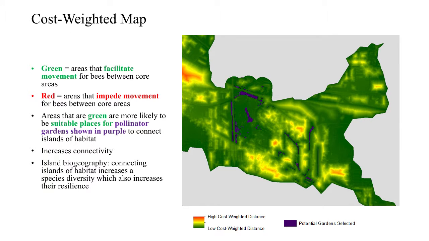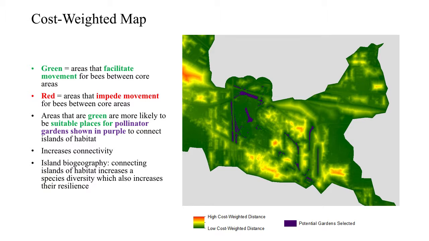This map was created by running the linkage pathway tools using the islands of habitat and friction of distance layer. This tool calculates a relative value of connectivity for each cell. Each cell is given a value that determines how effective that area is in providing connectivity between the core habitat areas. Green areas are easier for bees to move across and facilitate movement between the core areas. Red areas are harder for bees to move and impede movement for bees between the core areas.